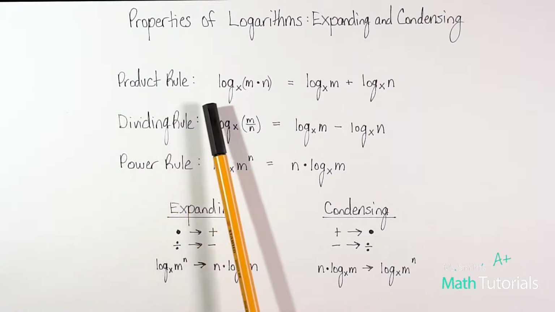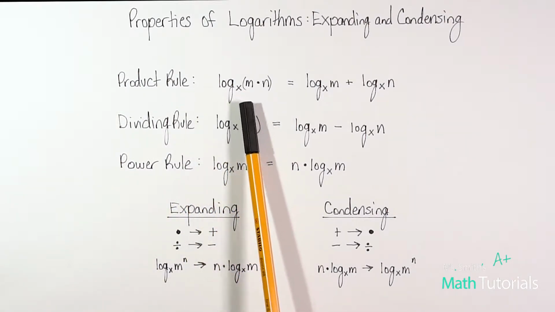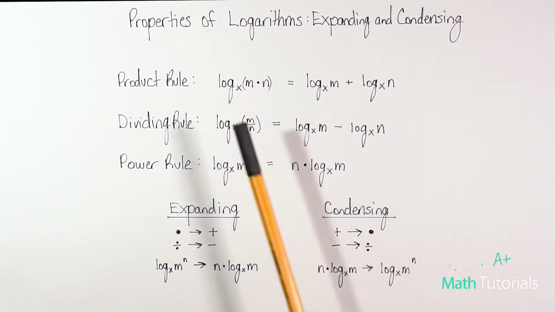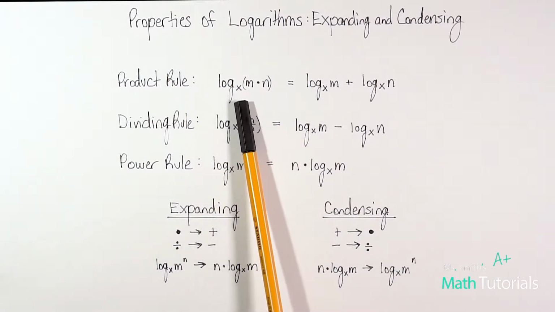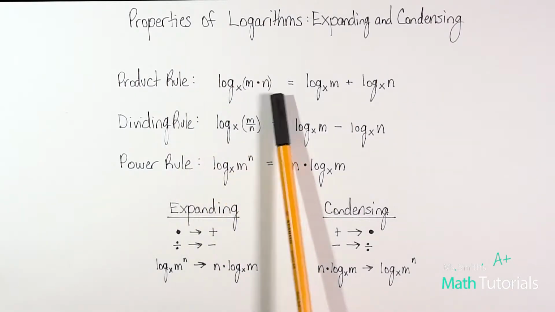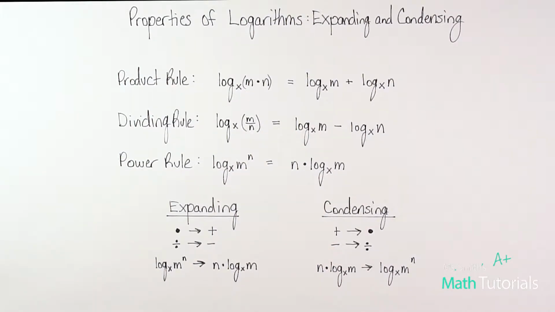In this rule, our condensed version would be log base x. Now it doesn't have to be an x, right? We could have a number in there. But log base x of m times n. Okay, that's how we would read that. Now obviously m and n are just placeholders, we could have other letters or numbers there, but this is just an example to help you see the rule in action.